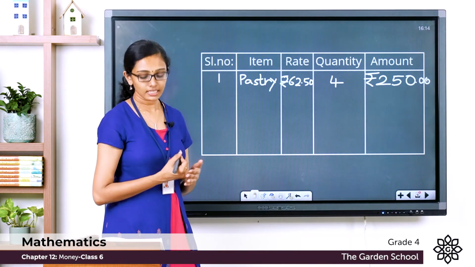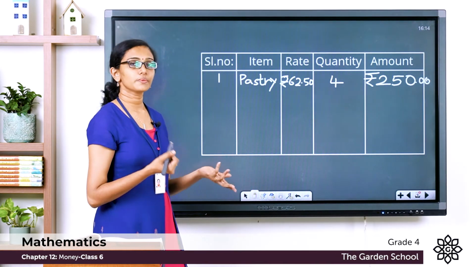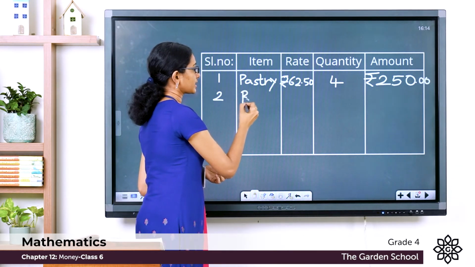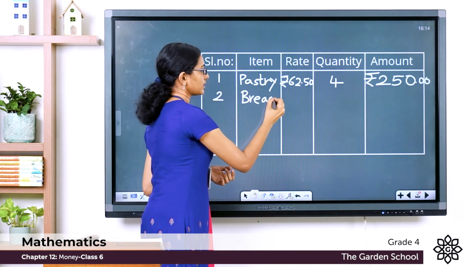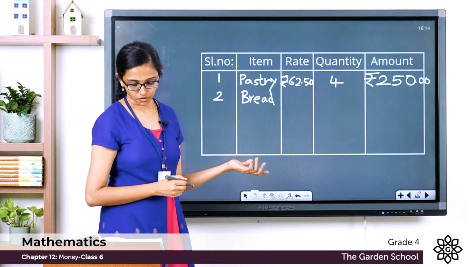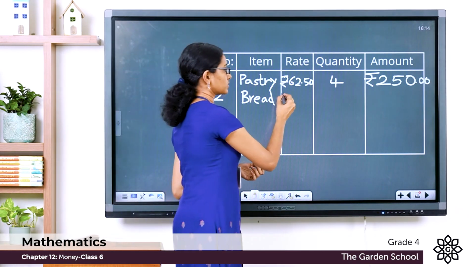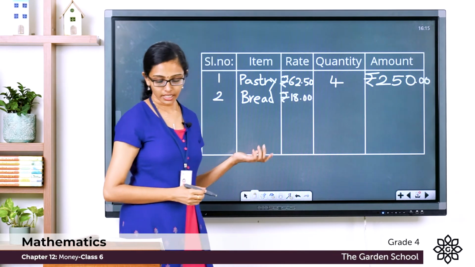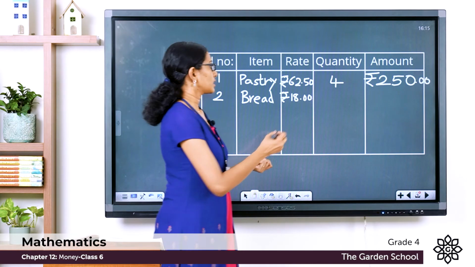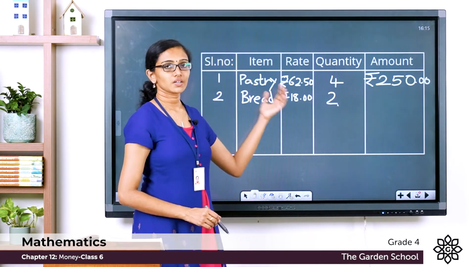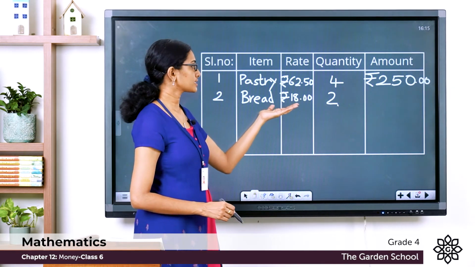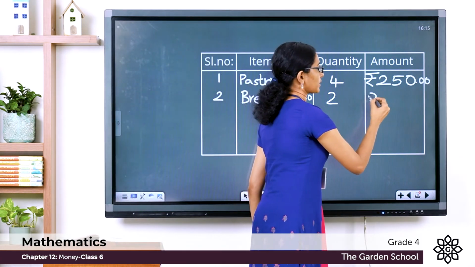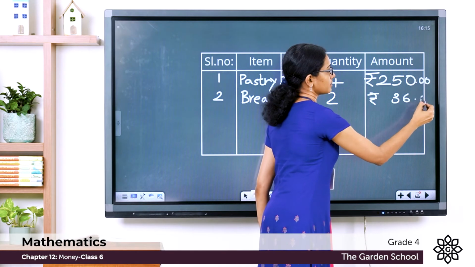Now let's tabulate the next item. The second one is bread. So in the serial number column, we'll write number 2, then we'll write bread. Then the cost of each piece of bread is 18 rupee. So let's write it here: 18 rupee 0 paise, and we need 2 units of breads. That is 2. Now the amount of 2 units of bread is equal to 18 rupee into 2, which is equal to 36 rupee. So let's write it here in the bill.